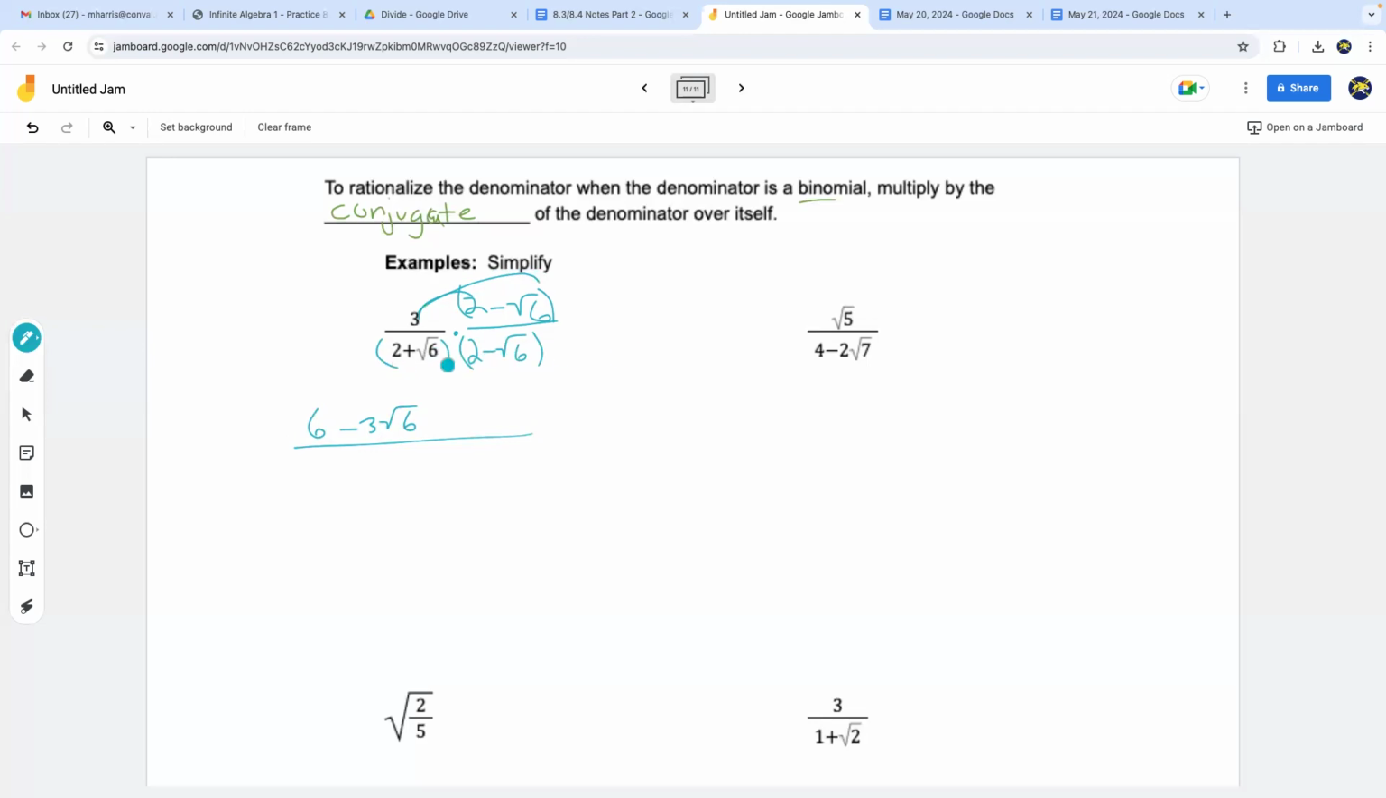We're going to do this first one out. I'm going to show you. So we have 2 times 2, which is 4. And then we have 2 times negative root 6, which is negative 2 root 6. And then we have root 6 times 2, which is plus 2 root 6. And then we have root 6 times root 6. And if you remember, we talked about this, okay? The same number into the radical, root 6 times root 6 is just 6. Well, positive and negative makes it a negative.